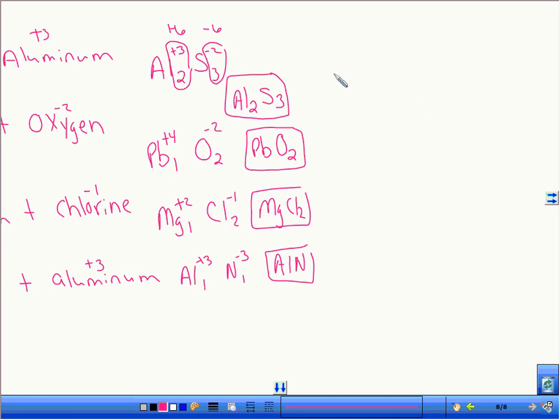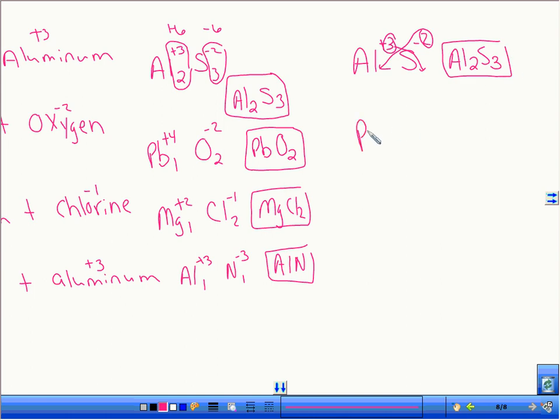Here's the swap-drop method. I'm going to use the same ones as in the examples. You still have to write your cation first, and you still write its charge. You write your anion second, and you still write its charge. Once that's written, you completely ignore the signs. The signs basically kind of disappear. The 3 goes down here, and the 2 goes down here, and it becomes Al2S3. If this reduces, you would reduce. It's called the swap, drop, and reduce method. 2 and 3 do not reduce, so we'll leave that alone.